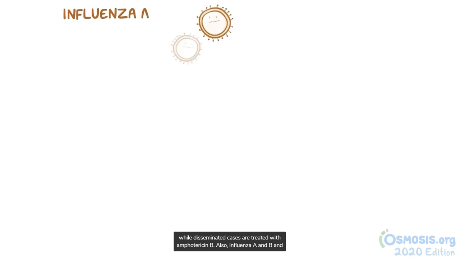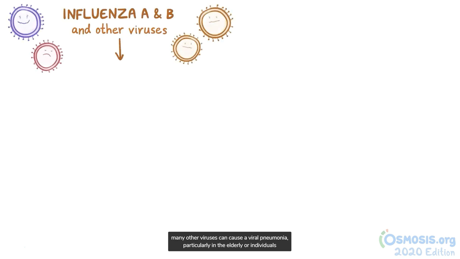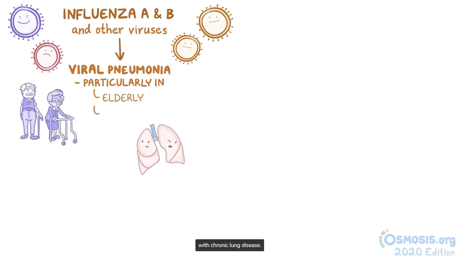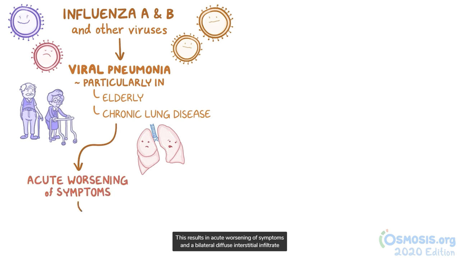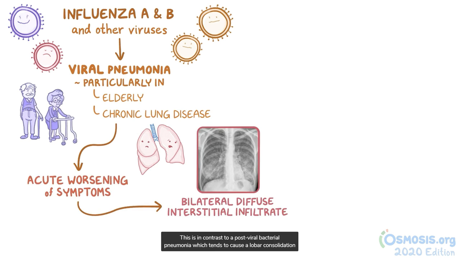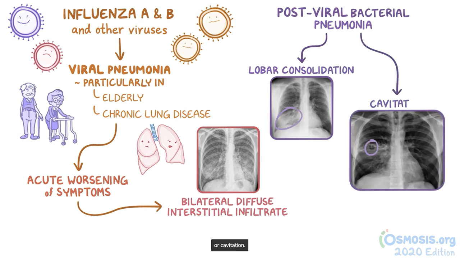Also, influenza A and B and many other viruses can cause a viral pneumonia, particularly in the elderly or individuals with chronic lung disease. This results in acute worsening of symptoms and a bilateral diffuse interstitial infiltrate on chest X-ray. This is in contrast to a post-viral bacterial pneumonia, which tends to cause a lobar consolidation or cavitation.